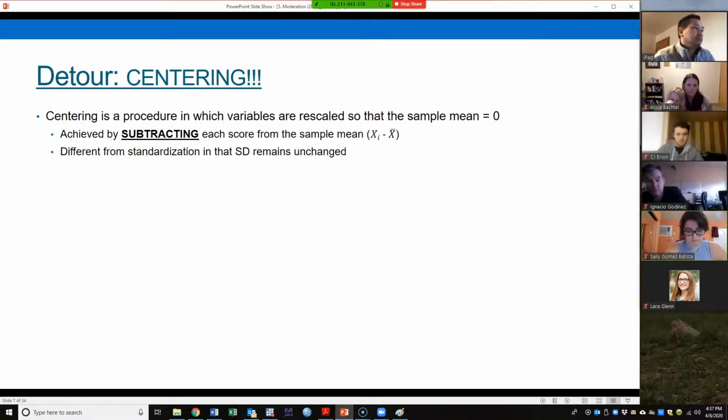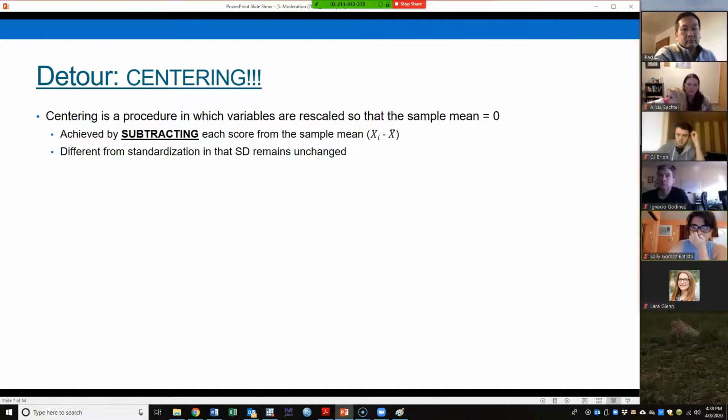Okay. So first thing we want to do before we start going in, and this isn't just moderation analyses, this is going to be probably for most regression models that you run. One of the things that I'm going to encourage you to do before you start running your analyses is to go through and for all of your predictors, want to center those predictors, okay? And when we're centering, what we're doing is we're just changing the scale of our predictor so that the sample mean is going to be equal to zero, okay?